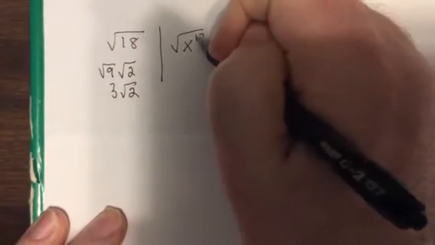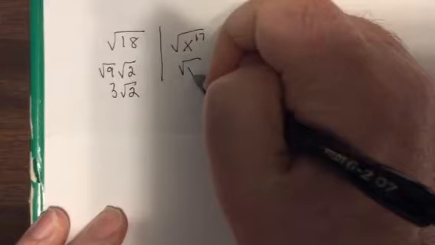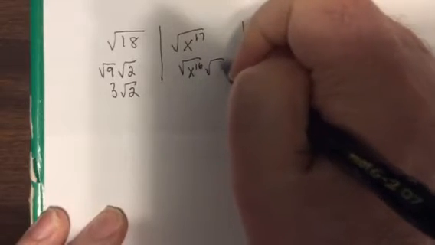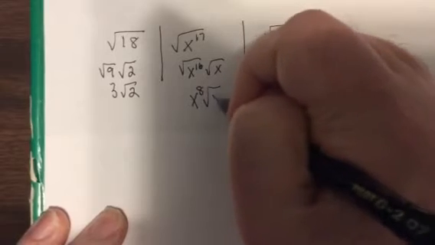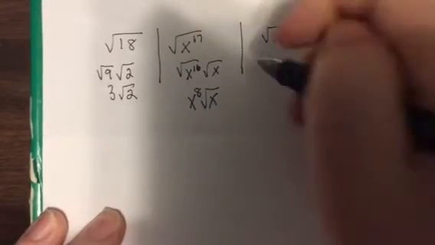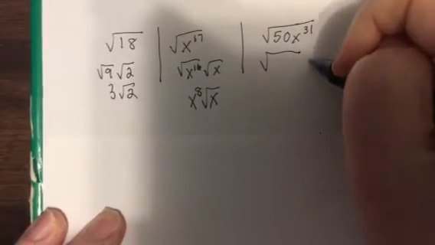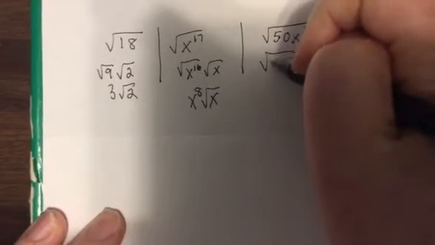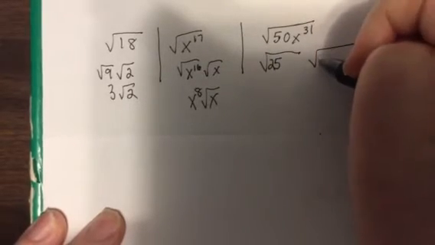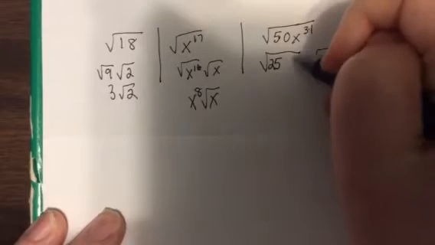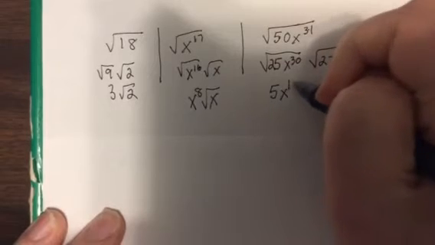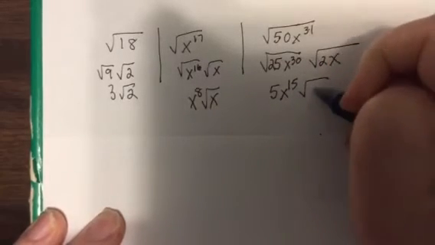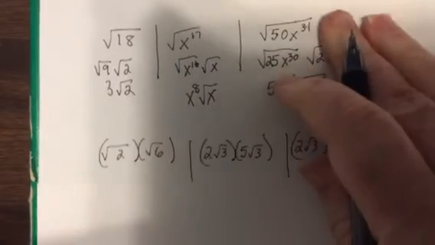You gotta break it up. Take an x off so we have an even power. So it's x to the 8 square root of x. And this one, you gotta break it up into 2 parts. 50 is 25 and 2, odd powers, so I got to break off an x. So this would be 5x to the 15th square root of 2x.